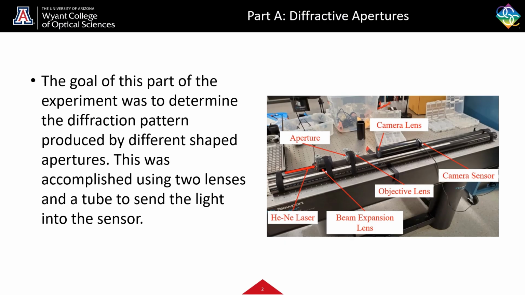Part A, diffractive apertures. The goal of this part of the experiment was to determine the diffraction pattern produced by different shaped apertures. This was accomplished using two lenses and a tube to send the light into the sensor.